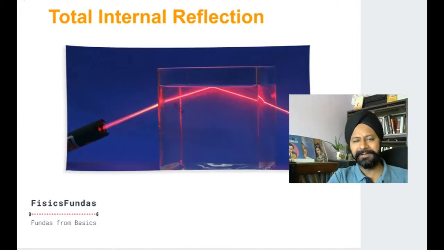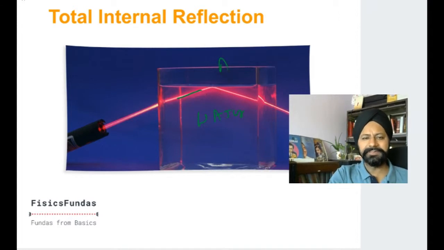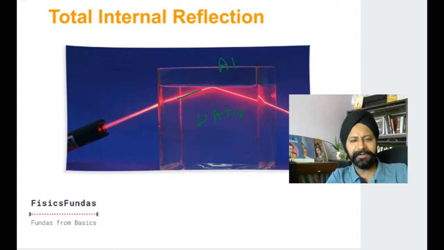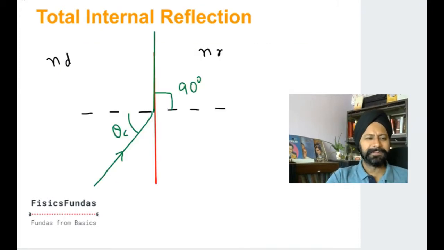Look at how the light was going from water to air. This was water and this was air. The light never goes into the air, it travels back into the water. It's more like a reflection here, but this is not a mirror, these are two transparent media. So this will happen. So how do you calculate the critical angle?